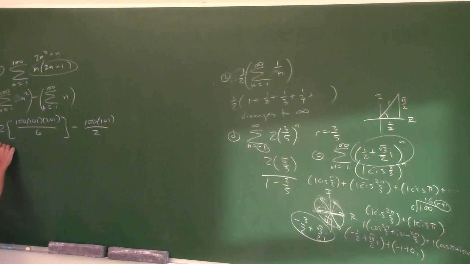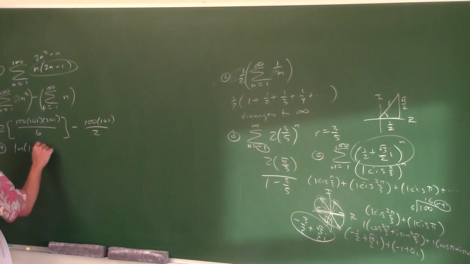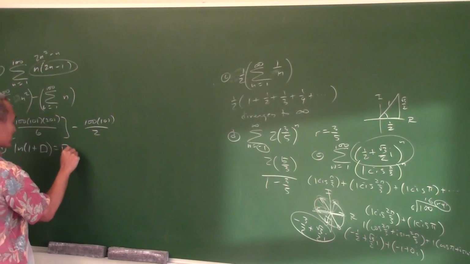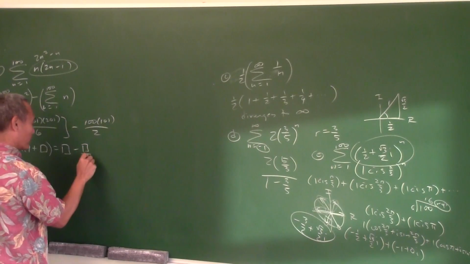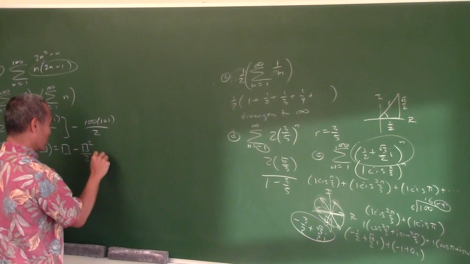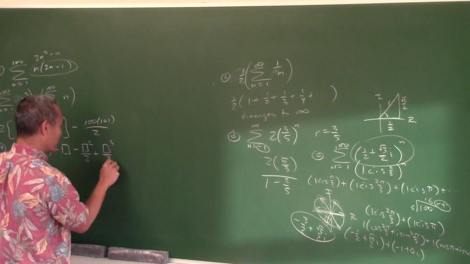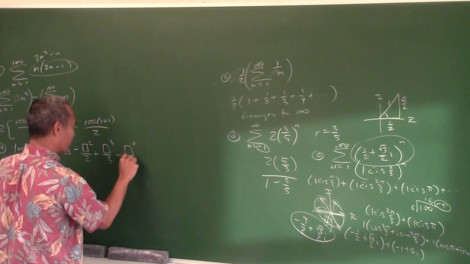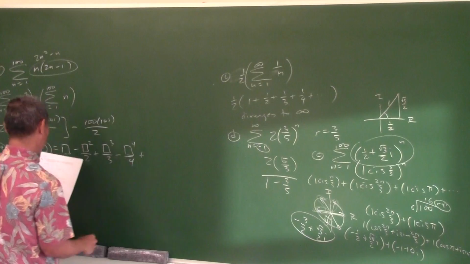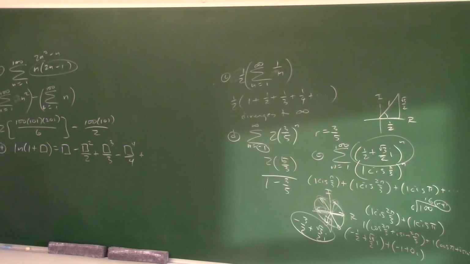Okay, number 4. First of all, write the power series for natural log of 1 plus x. That would be x minus x squared over 2 plus x cubed over 3 minus x to the 4 over 4, and so forth. I don't know how many we need here. Oh, it says use the first 3 terms to approximate natural log of 1.2. This sounds like a problem we did before.